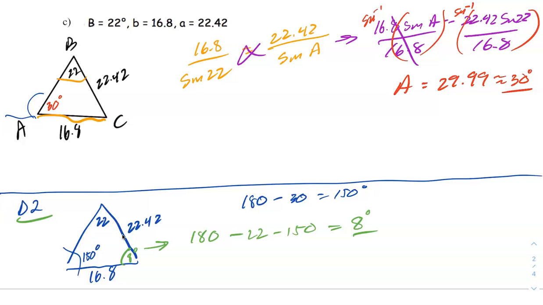So we've got to find the missing side, which would just be, use our law of sines again. So I always like to use the given that they gave us. So 16.8 over sine of 22 is going to equal c over sine of 8. Multiply both sides by sine of 8.